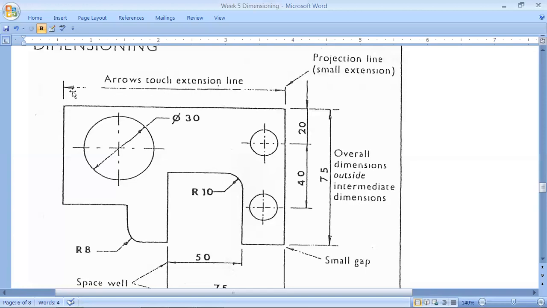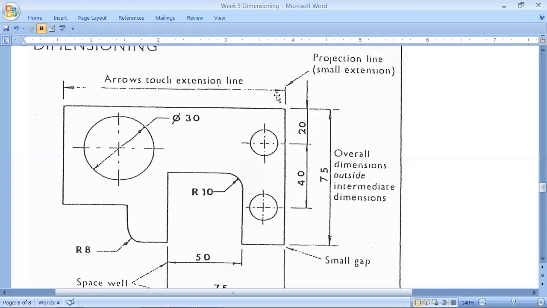The arrow must touch the extension line. You have to leave a small extension when you're touching the extension line. The overall dimension, the larger dimension, has to be all the way outside of the smaller dimension. Maintain the same distance that you used for the first dimension for the second dimension.